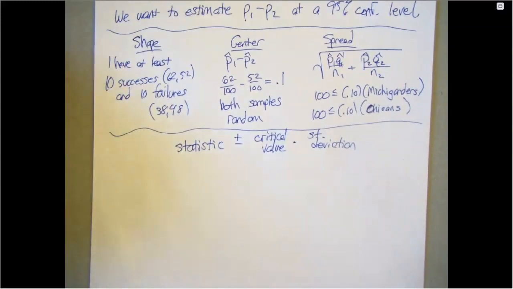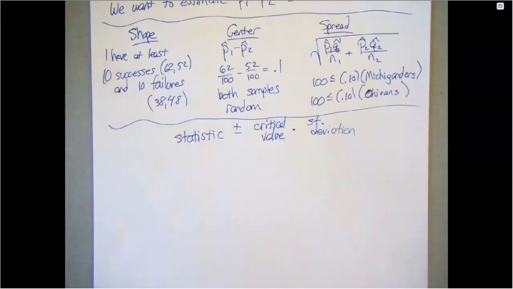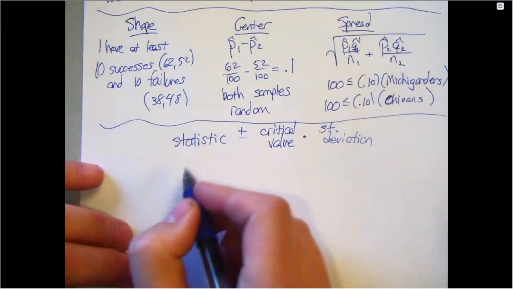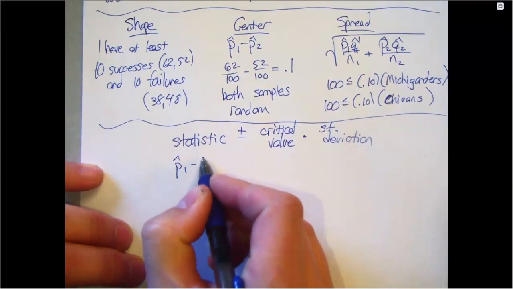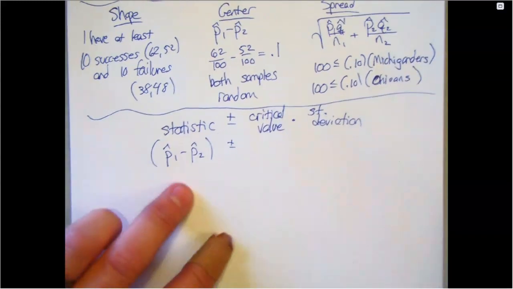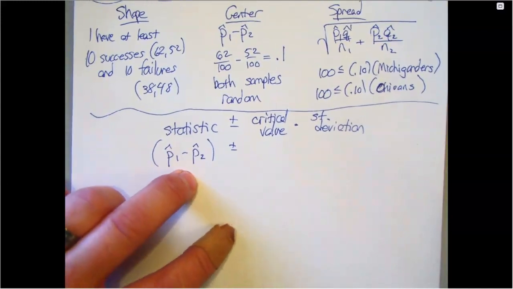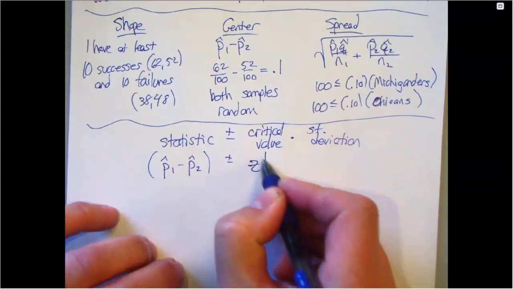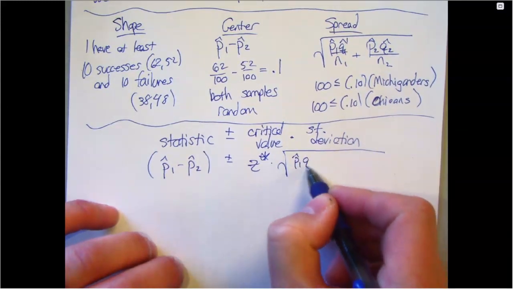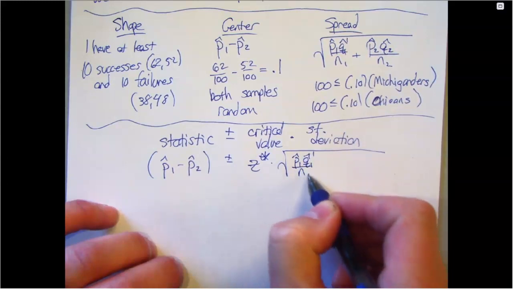Statistic, plus or minus, critical value, times standard deviation. Your statistic is, because remember, we're trying to find the difference. So your statistic is the difference, P1 hat minus P2 hat. I like to put it in parentheses because it clarifies for me, but you don't have to. Critical value is Z star. Your standard deviation is this really long formula.